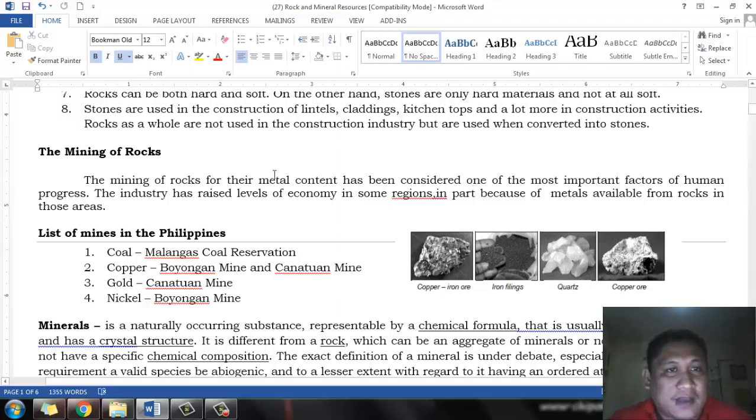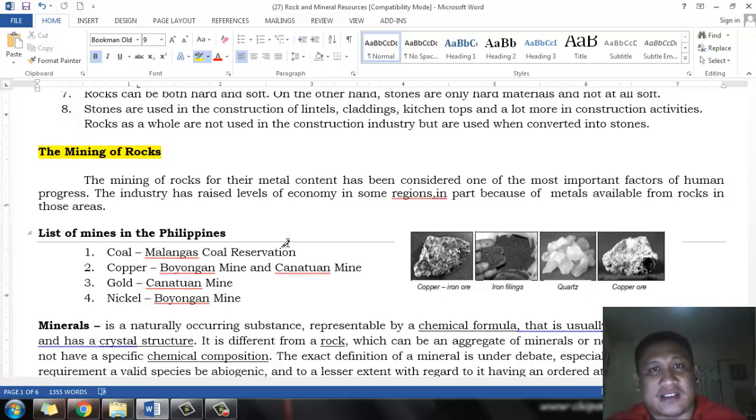So the mining of rocks, we have here in your handout. The mining of rocks for their metal content has been considered one of the most important factors of human progress. The industry has raised levels of economy in some regions, in part because of metals available from rocks in those areas. Basically, the materials that I'm talking about embedded in rocks could sometimes be minerals and sometimes metals which are important in some of our industries.